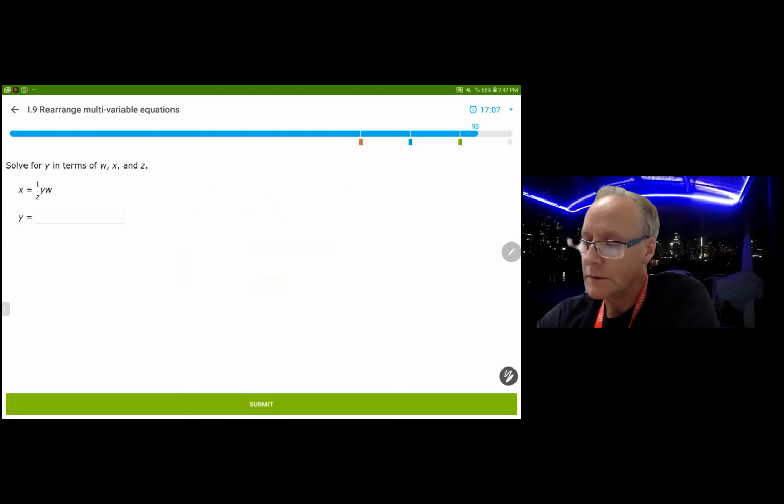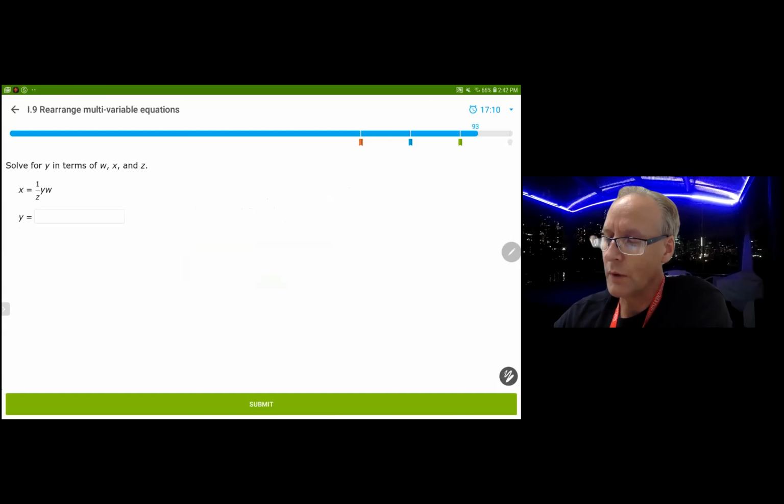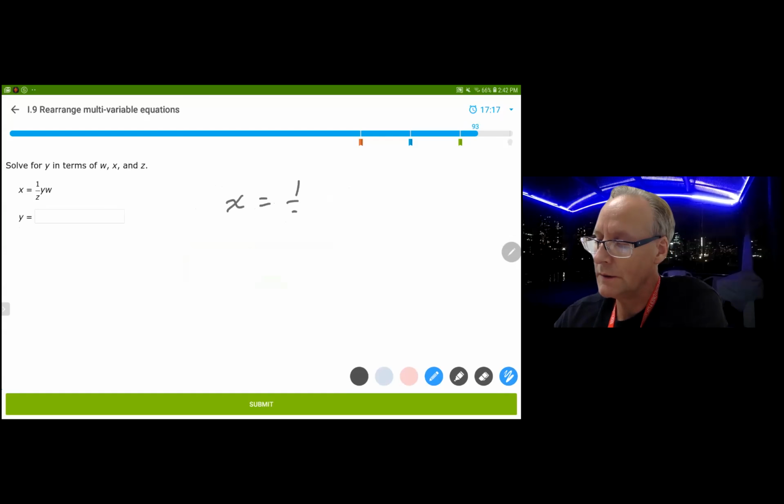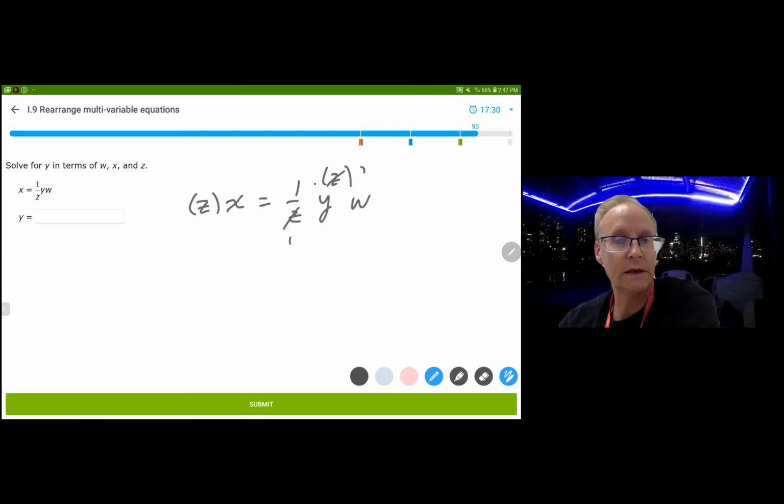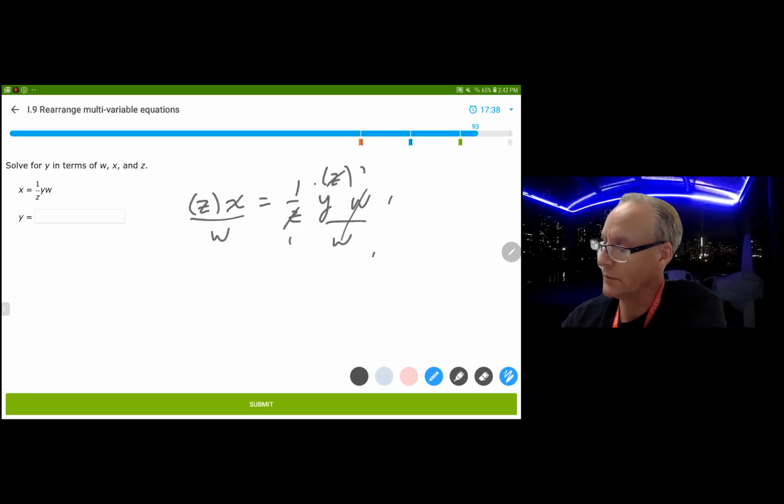This one we want to solve for Y, so we're going to get the Y alone. So I have X equals 1 over Z, Y, W. We're going to multiply by Z. I like to put it in parentheses to remind myself that it's being multiplied, and I want to get Y by itself, so I'm going to divide by W. And I'm done. ZX over W.